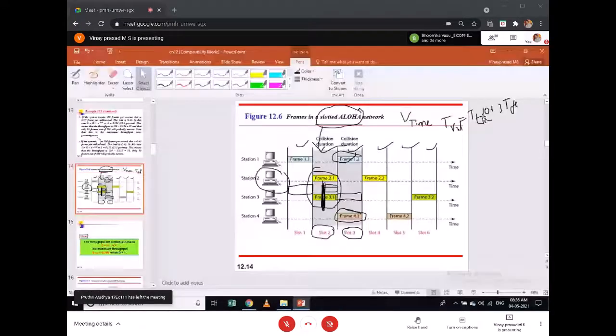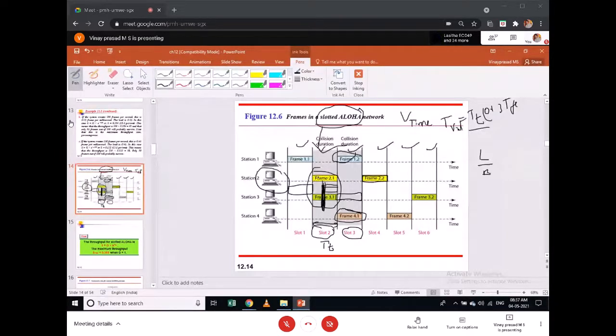The slot is actually made up of 1 Tt. You can see this was the transmission time of the frame, right? It depends on length by bandwidth. So this slot is created in such a way that it is exactly equal to the transmission time for each station to transmit its own frame. So the vulnerability time, the time in which frames are involved in collision, is 1 Tt if more than one station is transmitting in the same slot.